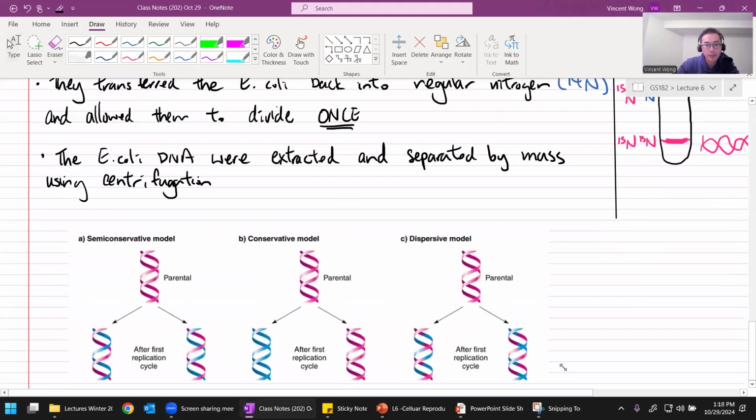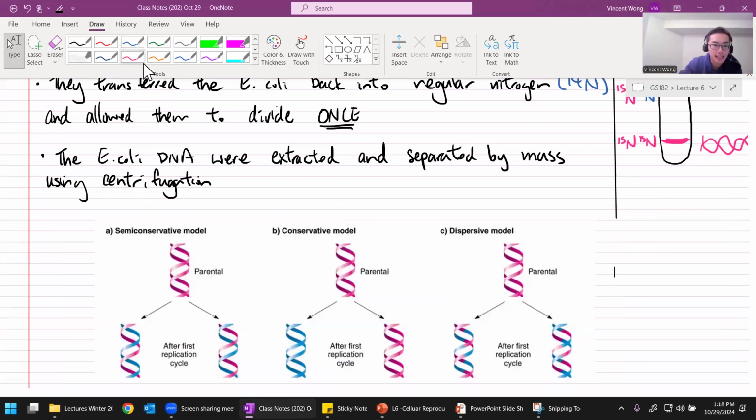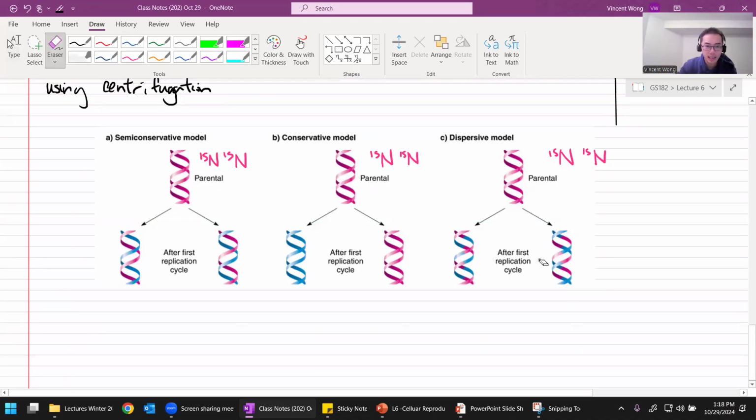There we go. Okay, so this slide is from the PowerPoint, and basically this parental DNA is the N15, N15, right? These represent the DNA from the E. coli that has been grown in N15 for several generations. And then this DNA is the expected result after one division.